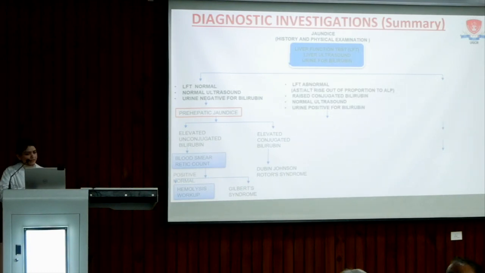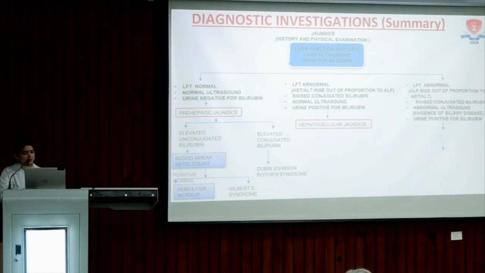Now in the second case, if the LFTs are abnormal, where AST and ALT rise out of proportion to ALP, and there is raised conjugated bilirubin, the ultrasound is normal, which indicates that there is no obstruction in the post-hepatic biliary tree, and the urine is positive for bilirubin, so it is conjugated hyperbilirubinemia. A probable diagnosis of hepatocellular jaundice can be made in this case.